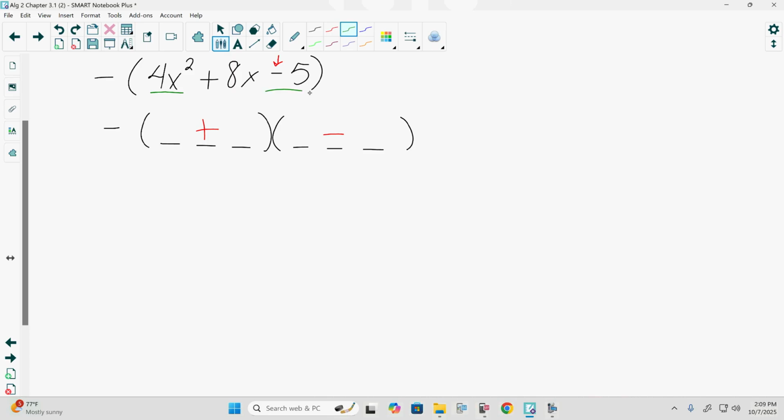Now we're going to look at the factors of the first and third term. Now 4x squared, we're going to have x and x. Factors of 4.